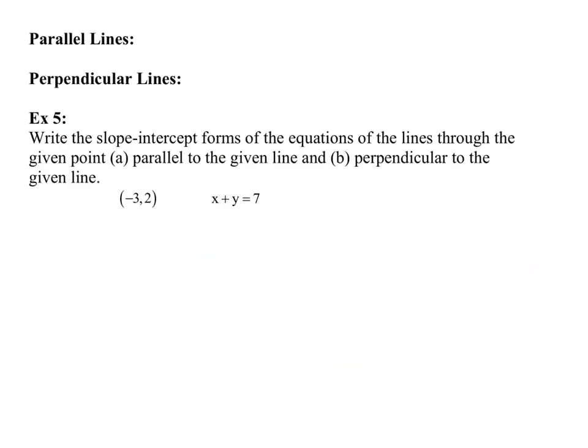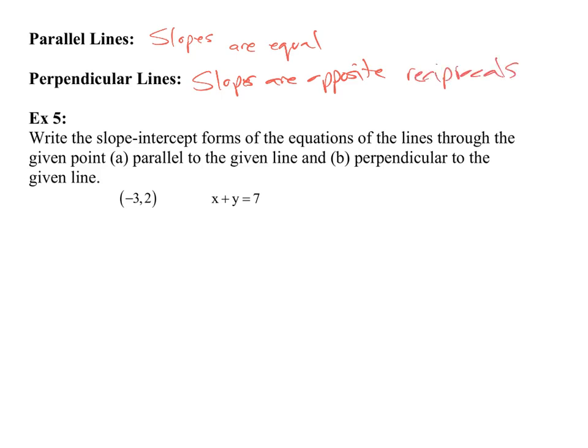All right, example 5. Before we get started, what is special about the slopes of parallel lines? Well, the slopes are equal. For perpendicular lines, the slopes are opposite reciprocals, or negative reciprocals. All right, so for example 5, write the slope-intercept forms of the equations of the lines for the given point. They're parallel to the given line and perpendicular to the given line.